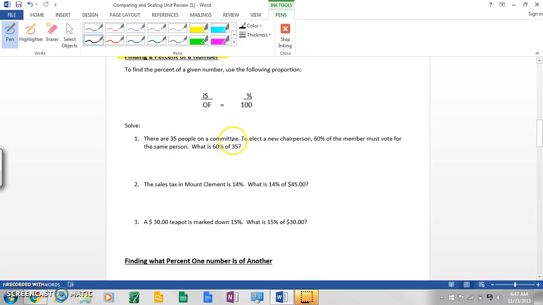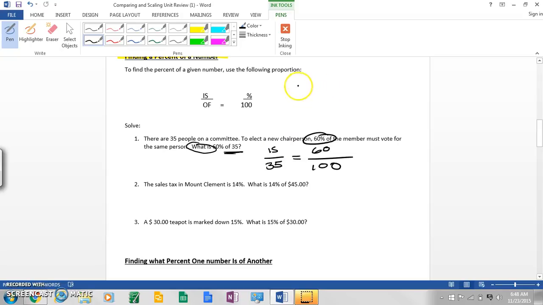There are 35 people on the committee. To elect a new chairperson, 60% of the members must vote for the same person. What is 60% of 35? So what we're asking for is the "is." So let's put that "is" up here. The "of" is going to be 35, a given. The percent we have here is 60. We don't even have to write the percentage symbol here. And the 100 always stays the same. We're always going to use 100.